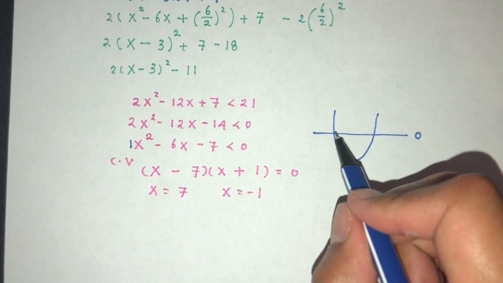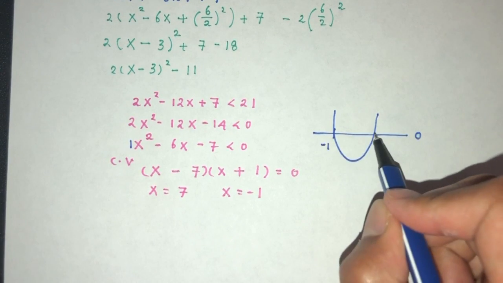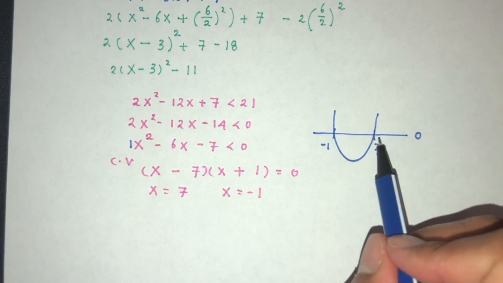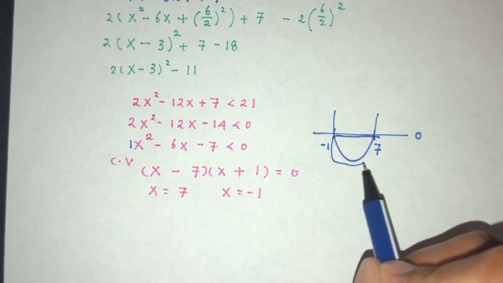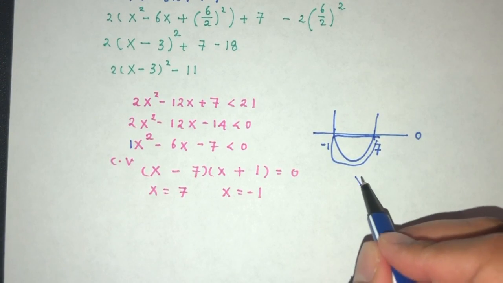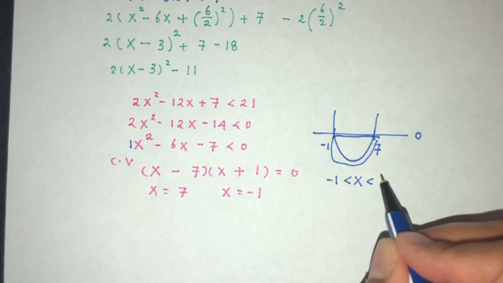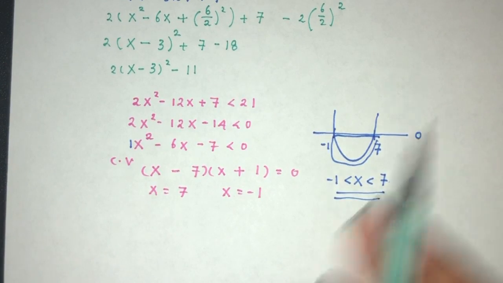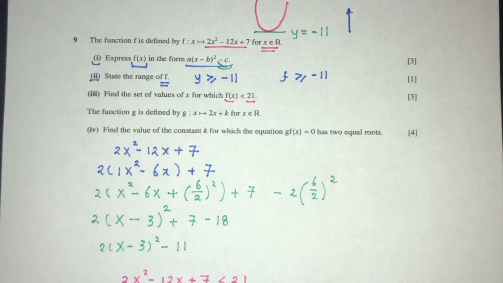Now, here we have minus 1, here we have the value of 7. Now we need this to be less than 0, so less than 0 will be at the bottom. This is 0, and this will be less. So x has to be between minus 1 and 7. This is the set of values of x that we will need to take for this to happen. That is part 3 of the question.